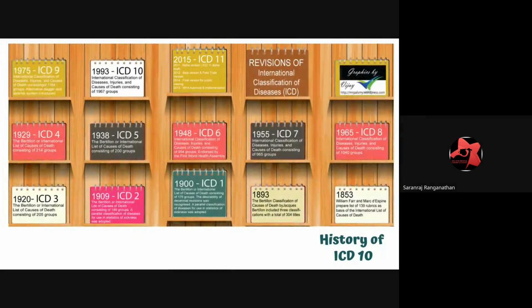Then a small history we are going to see. It was started in 1853, mainly for the purpose of tracking people's deaths, how many people are dying. Then it was improved to track how many people are dying because of what disease, whether a contagious disease, a natural disease, or a snake bite or animal bite. To keep track, they started using this step by step.